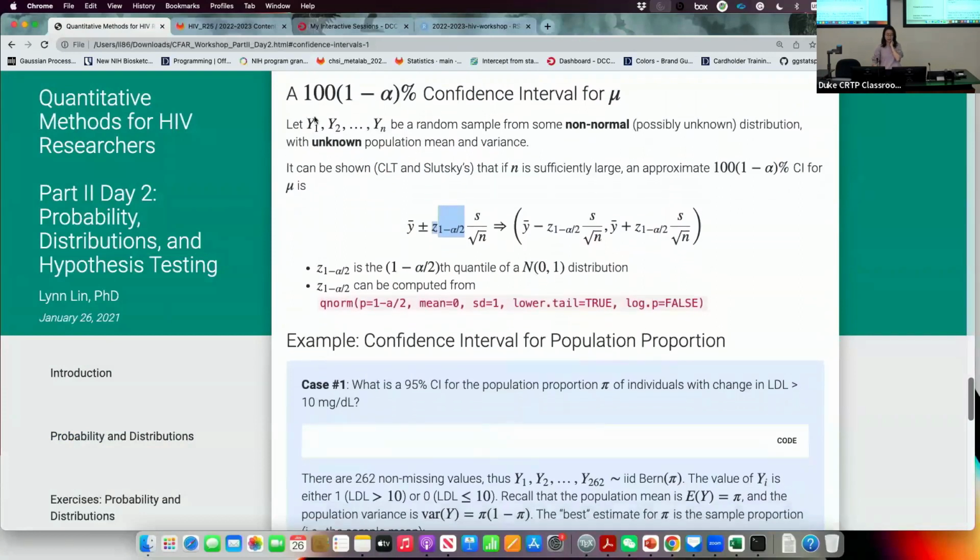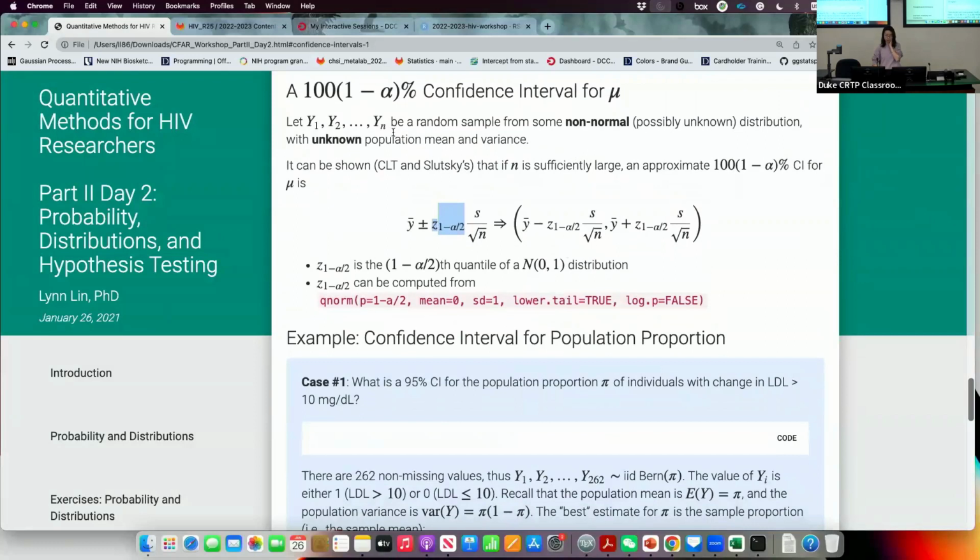So for anything that is non-normally distributed, the central limit theorem will give you this formula. Everything will be the same. You are still going to compute the sample mean, the sample standard deviation, and you still need to find out the sample size. It's just that when you compute the constant, instead of using the t distribution, you are going to use the standard normal distribution. That's it.